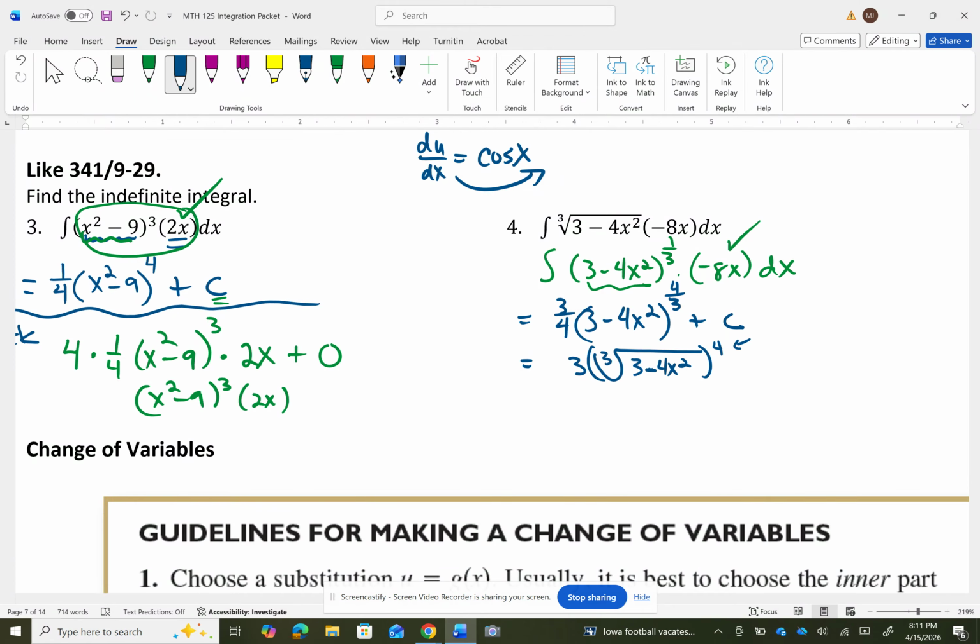Now I still have a 4. I can either put the 3/4 out in front or put the whole thing over 4. And then don't forget that plus c. And then you can check this. And when you do, if you did the derivative of this as your check, you should wind up with that right there when you're finished.